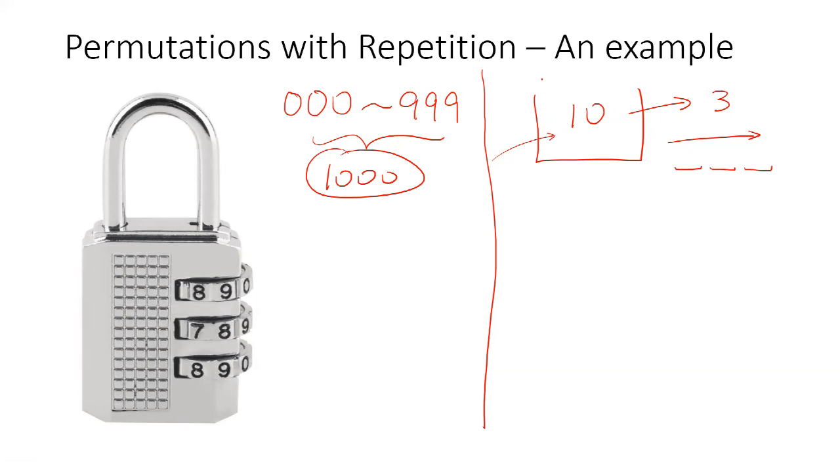So this is permutations with replacement. And also we know the model has a solution of n to the r. So n is 10, r is 3, and the total number of different combinations should be 10 raised to the third power, right?